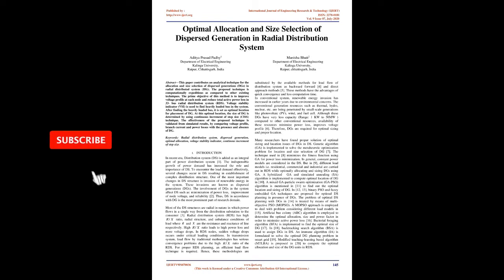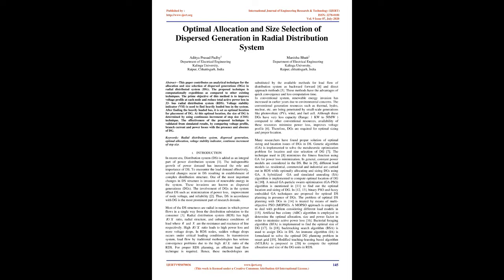The prime objective of this method is to improve voltage profile at each node and reduce total active power loss in 33-bus radial distribution system, RDS. Voltage stability indicator, VSI, is used to find heavily loaded bus in the system. After finding the heavily loaded bus, it is set as optimal location for placement of DG. At this optimal location, the size of DG is determined by using continuous increment of step size, CISS, technique.